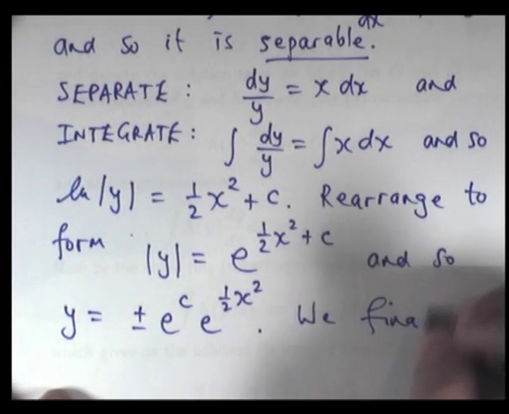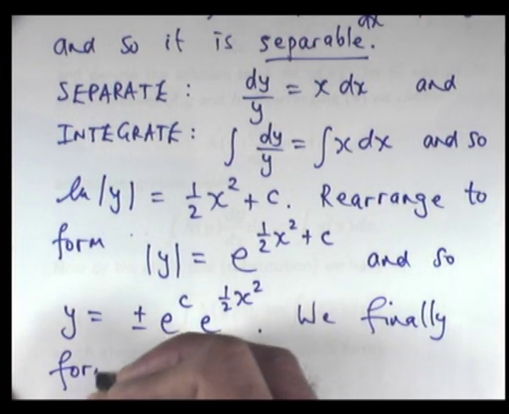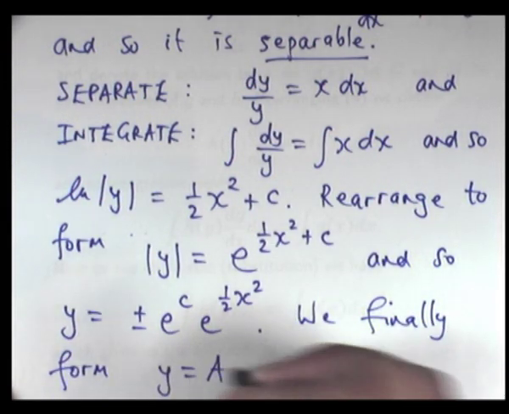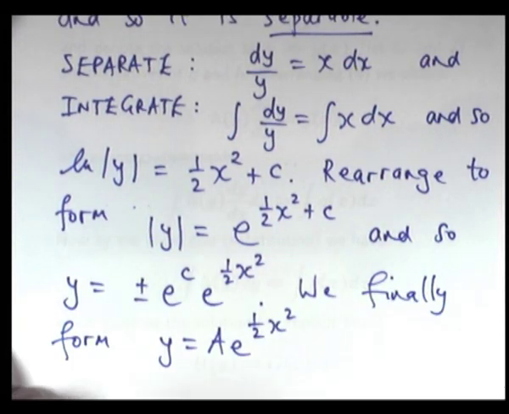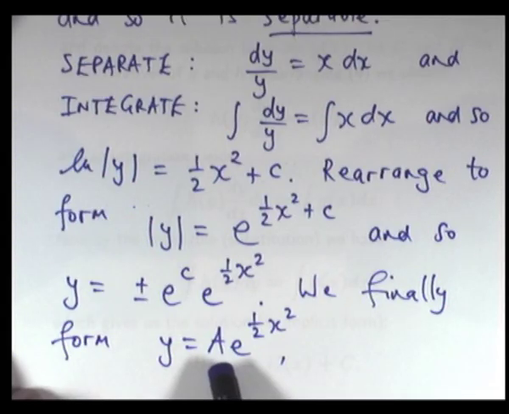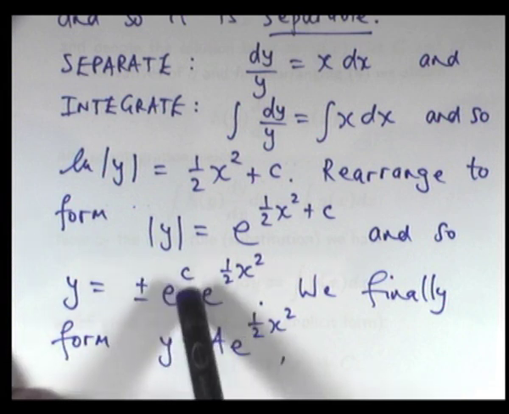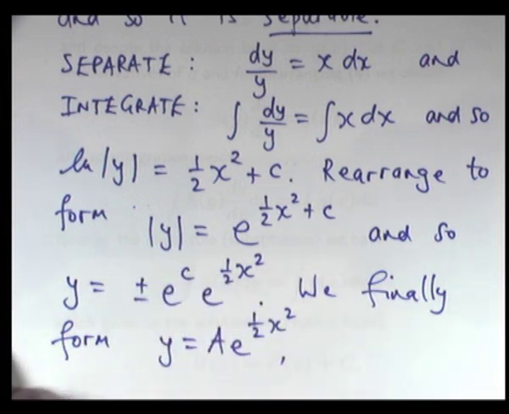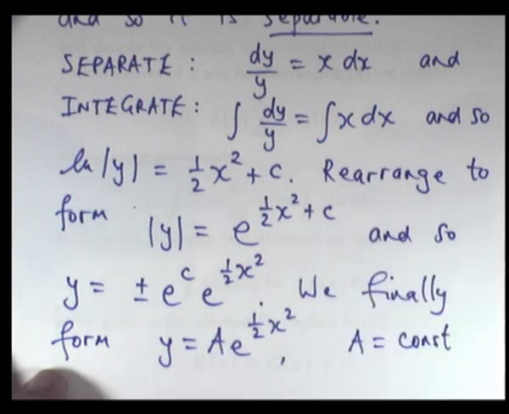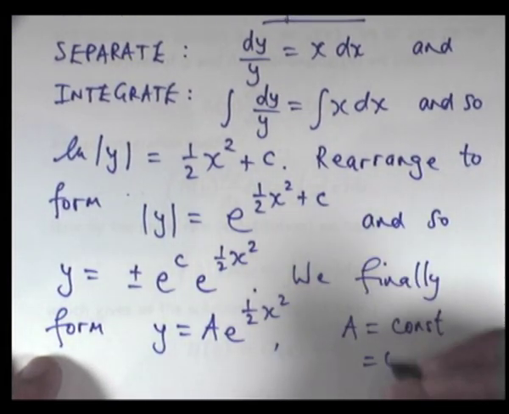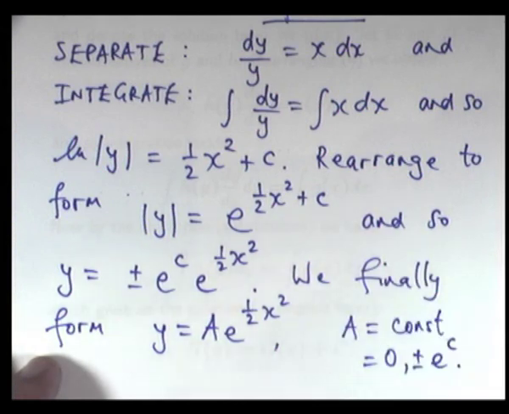So we finally form the solution a times e to the half x squared. Now this a here, you can think of it as a super constant. This a could be 0, or it could be plus or minus e to the integration constant. This is a nice, simple way of writing the solution that is easy to work with if we need to do things with it. So a equals constant. By that I mean it's 0 or plus or minus e to the c.